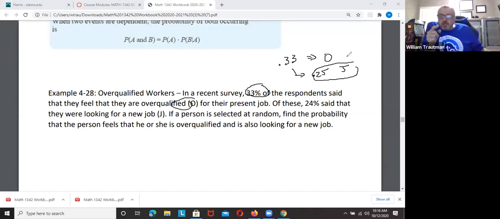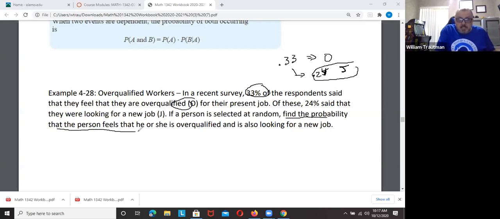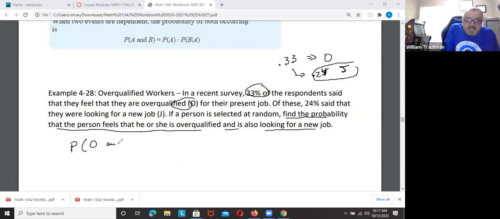Of the 33% overqualified, 24% were looking for a new job. If a person is selected at random, find the probability that the person is overqualified and looking for a new job. The probability that they're overqualified and they're looking for a new job.